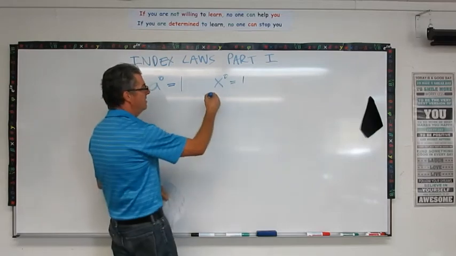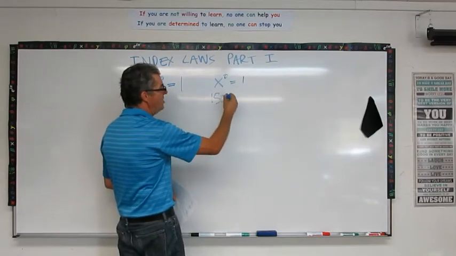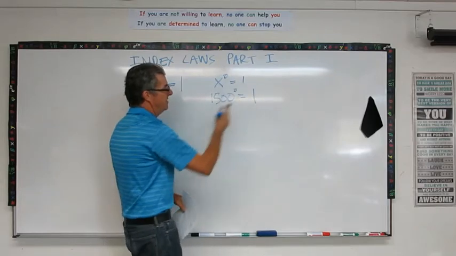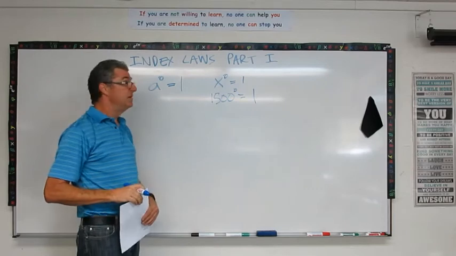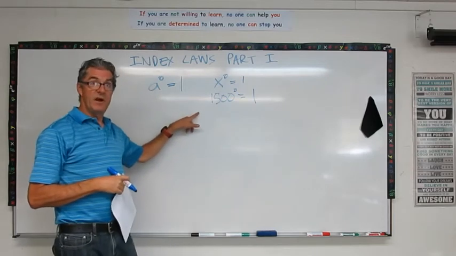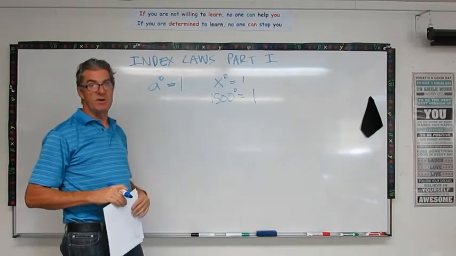If I write 1,500 to the 0, that's 1. Anything to the 0 is 1. So this will crop up in various problems when you simplify exponents.